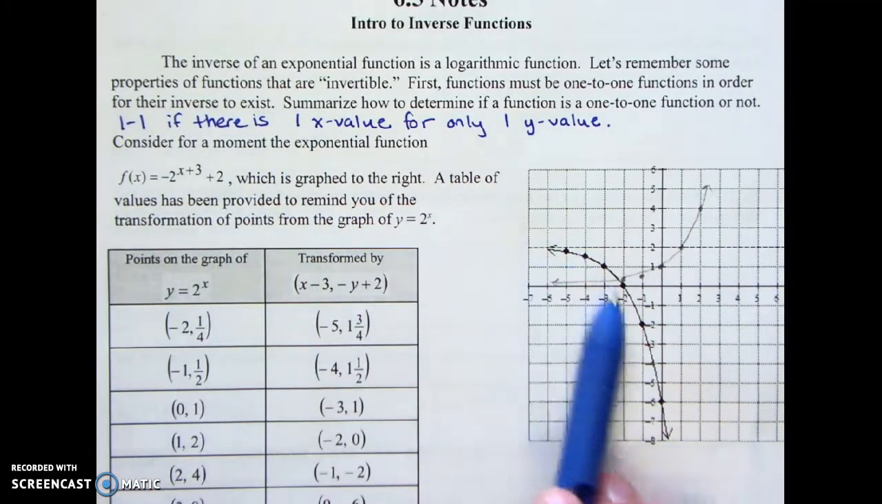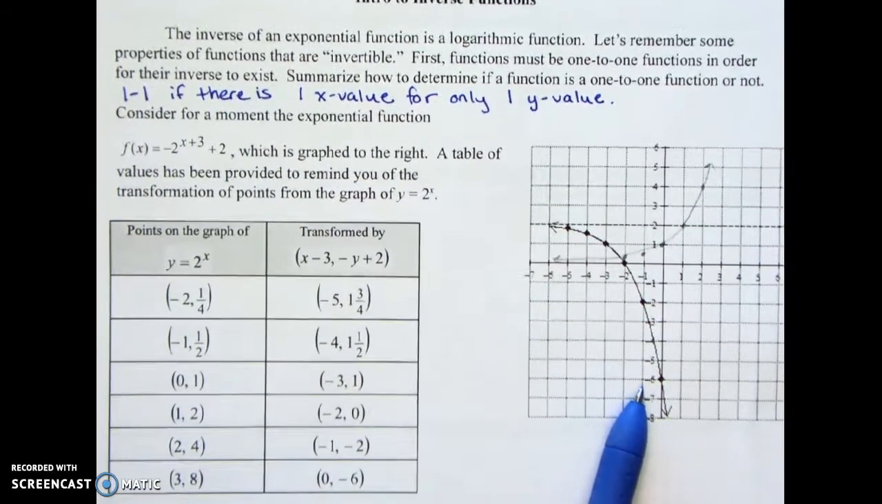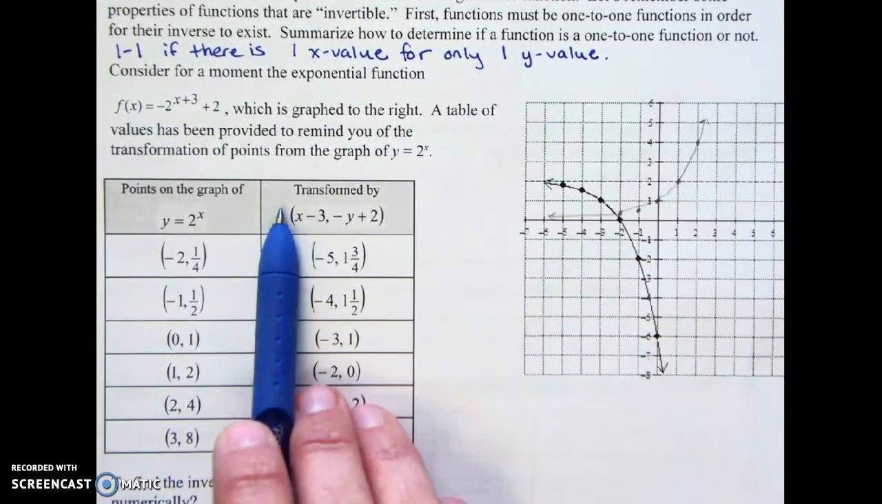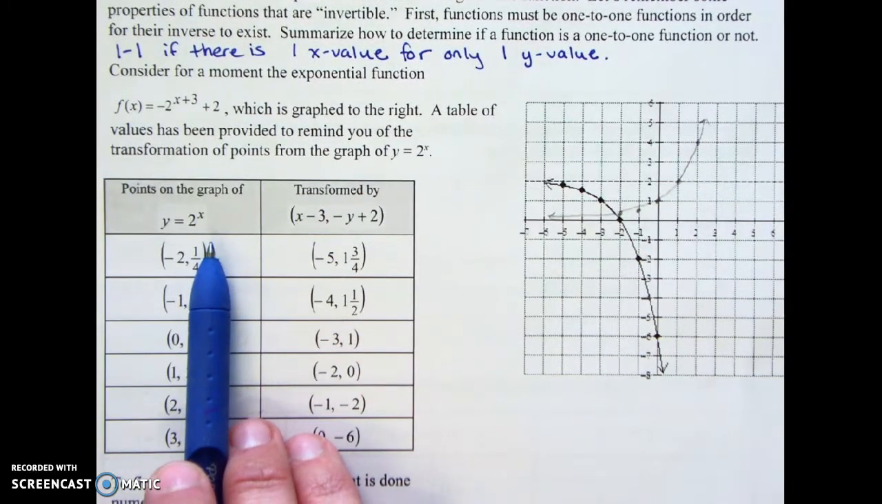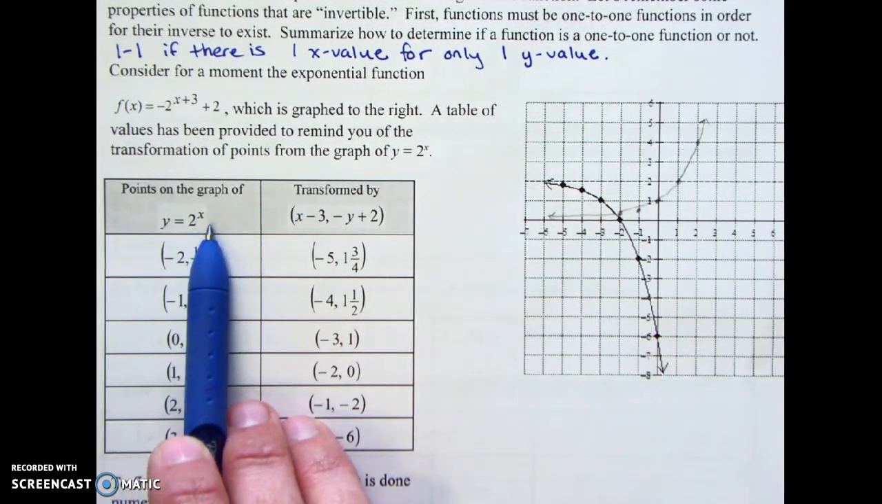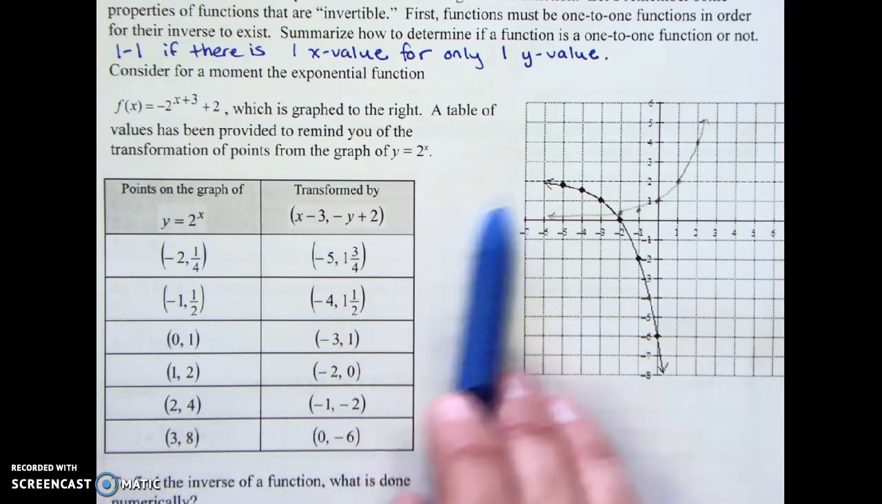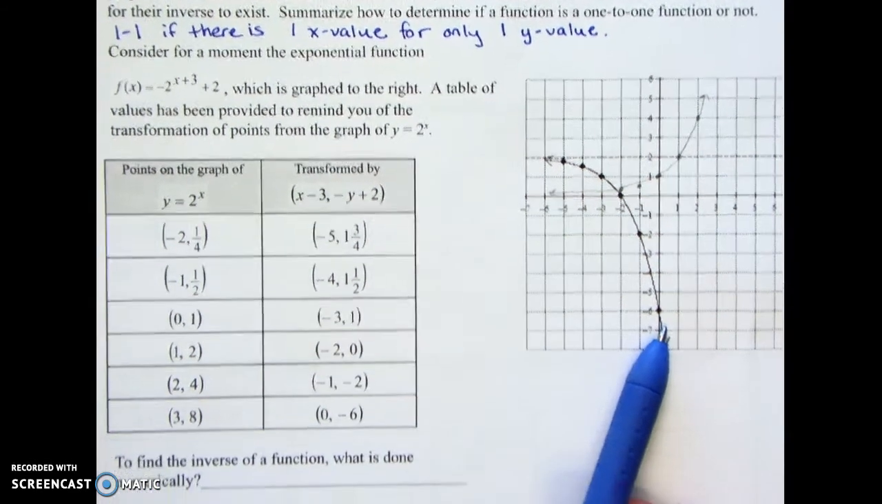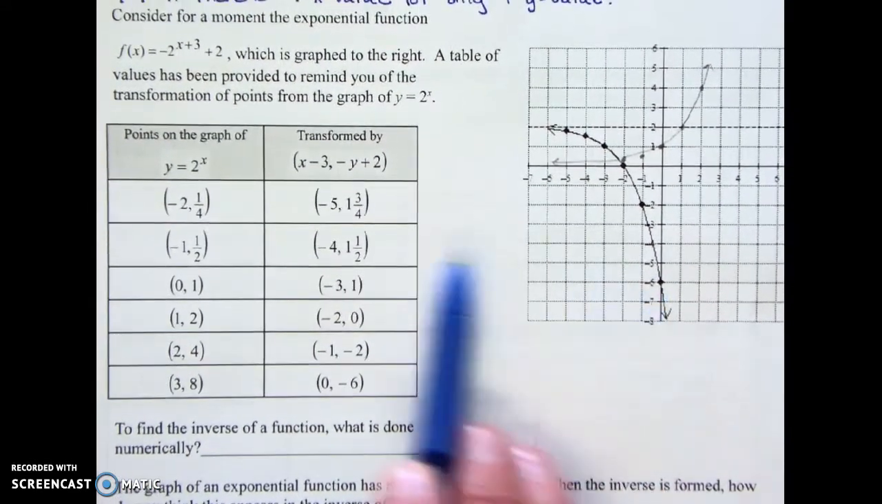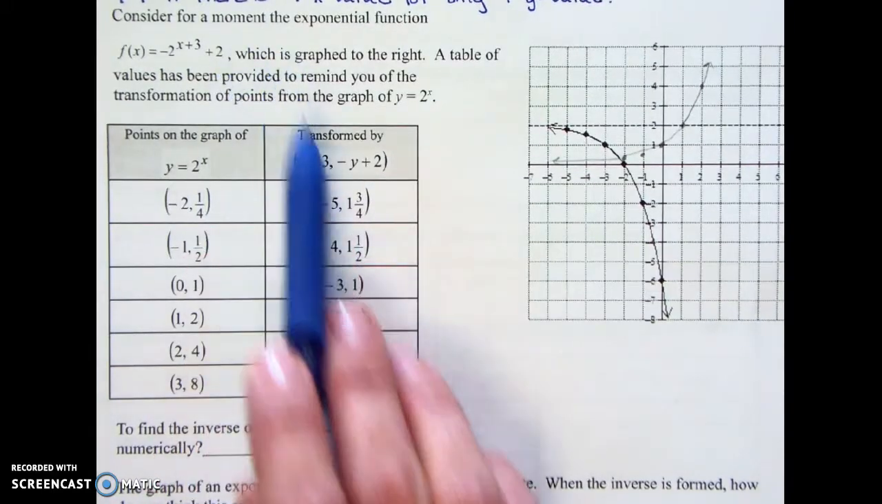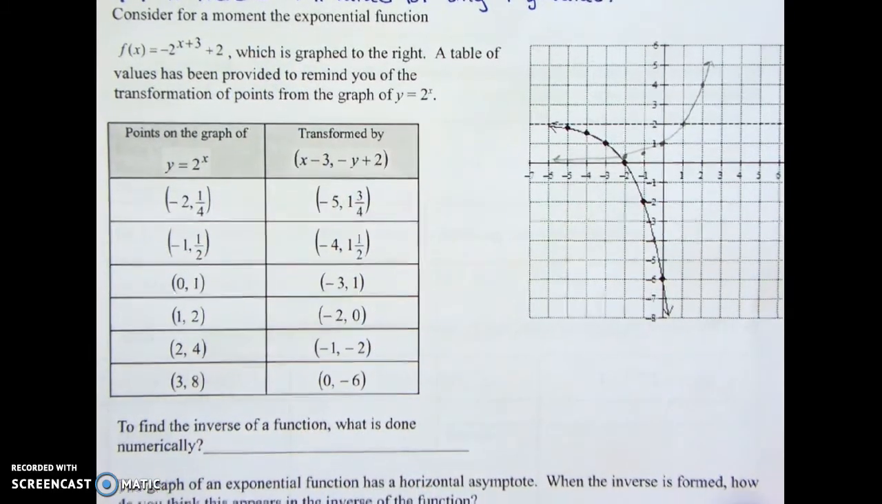This function's been graphed here on the right. A table of values has been provided to remind you of the transformation from the parent graph, which was just 2 to the x, into these new points here. All right, so are you considering that? Consider for a moment.